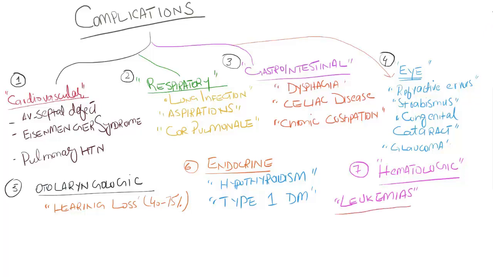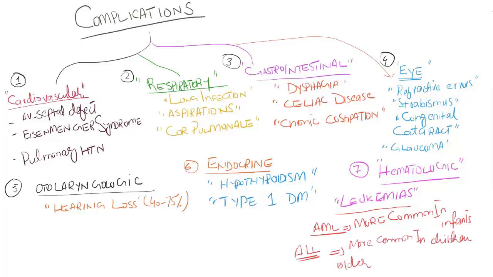Hematologic complications include leukemias, AML and ALL. AML is more common in infants and ALL is more common in children older than 1 year. Next one is Alzheimer's disease.